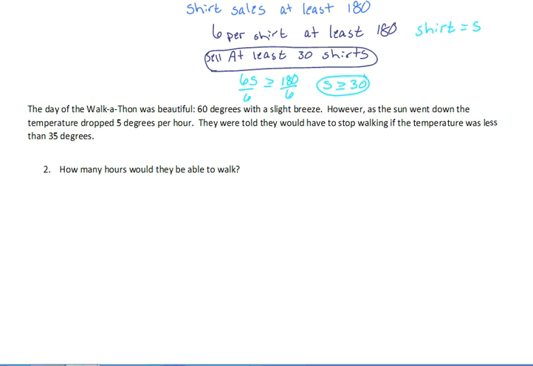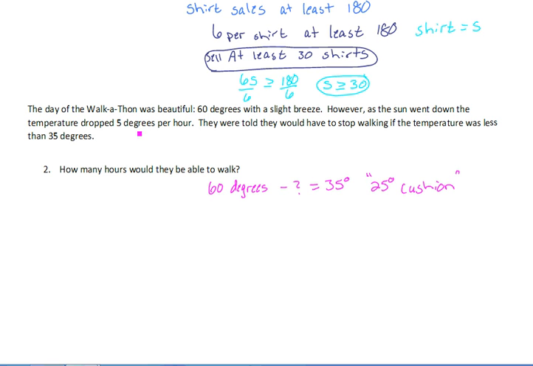It says the day of the walkathon was beautiful, 60 degrees with a slight breeze. However, as the sun went down, the temperature dropped 5 degrees per hour. They were told they would have to stop walking if the temperature was less than 35 degrees. So question, how many hours would they be able to walk? Well, we started with 60 degrees, and we have until 35 degrees. So 60 degrees minus what is going to give us 35 degrees? Well, it looks like they have a 25 degree cushion is what I would say.